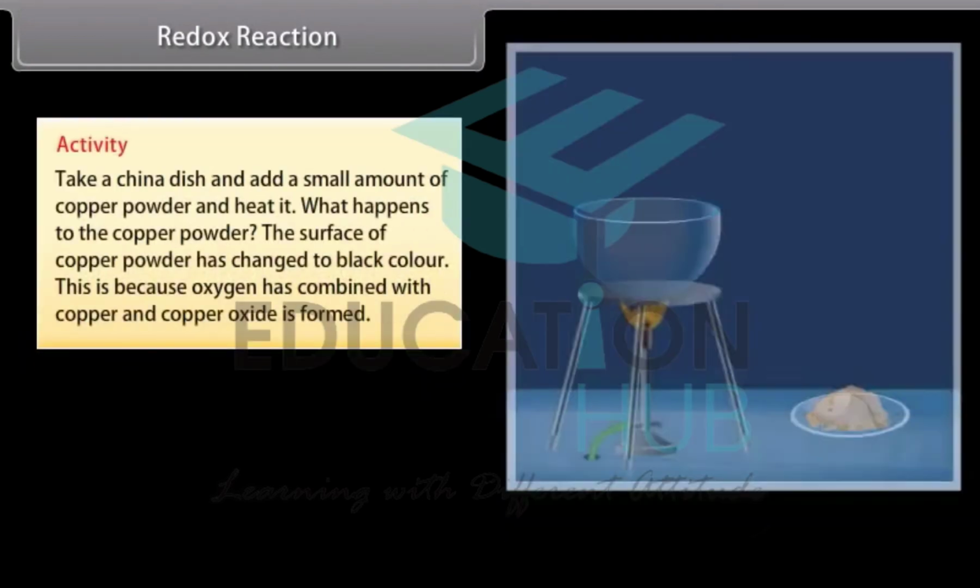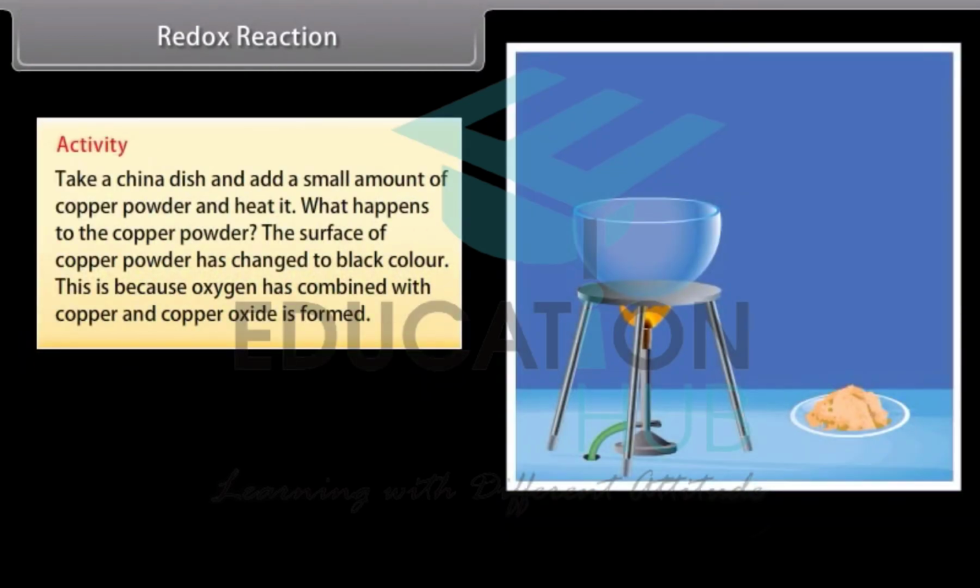Activity. Take a china dish and add a small amount of copper powder and heat it. What happens to the copper powder? The surface of the copper powder has changed to black color. This is because oxygen has combined with copper and copper oxide is formed.